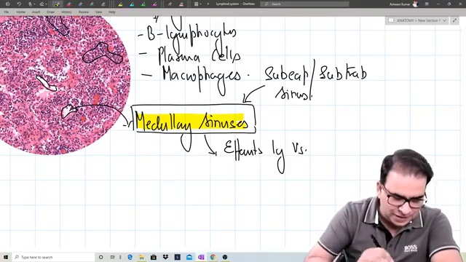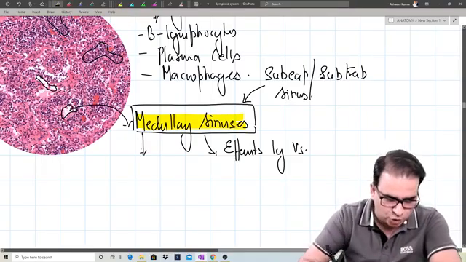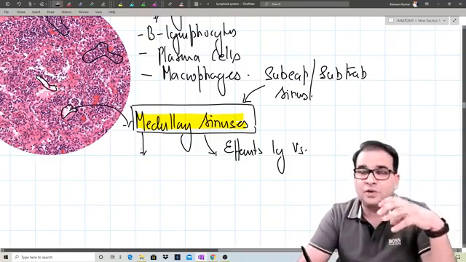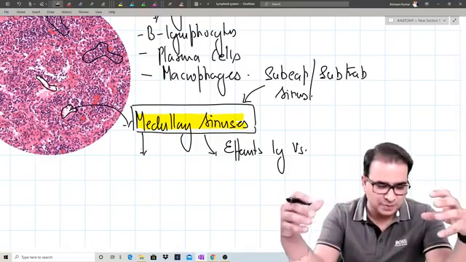Now, let me tell you guys, one important thing you should know about these medullary sinuses is that they are traversed by the reticular fibers. We do have a lot of reticular fibers present inside.